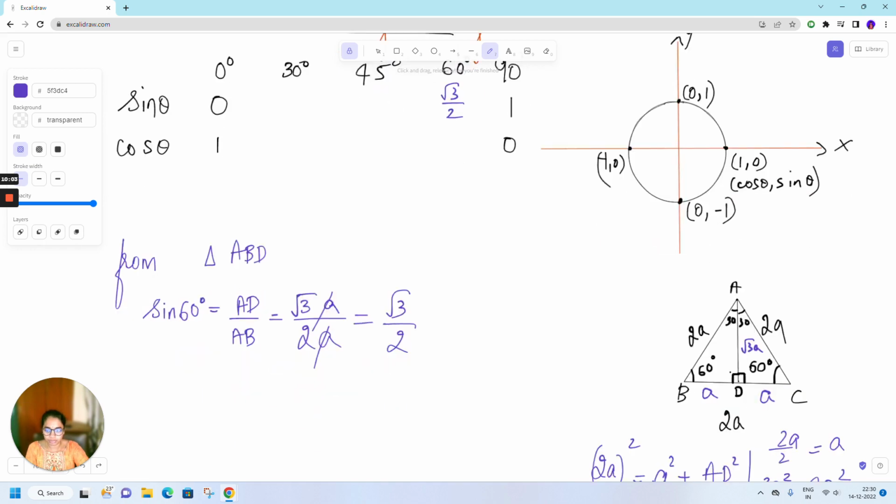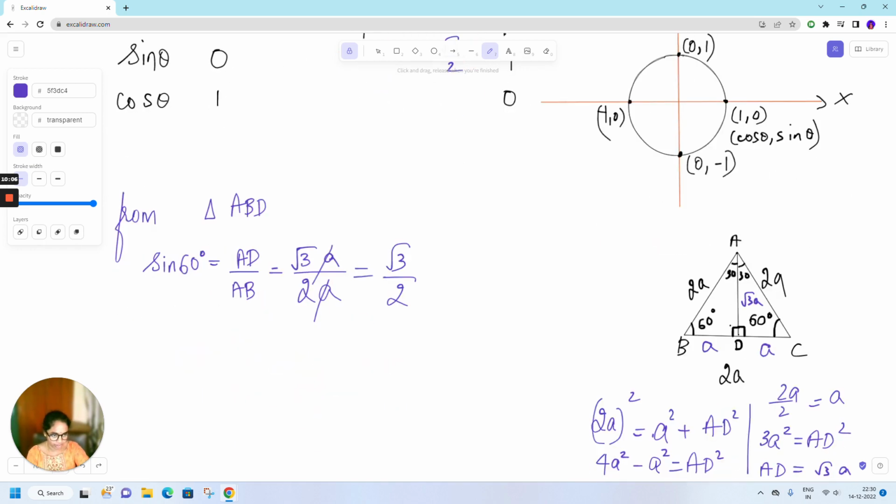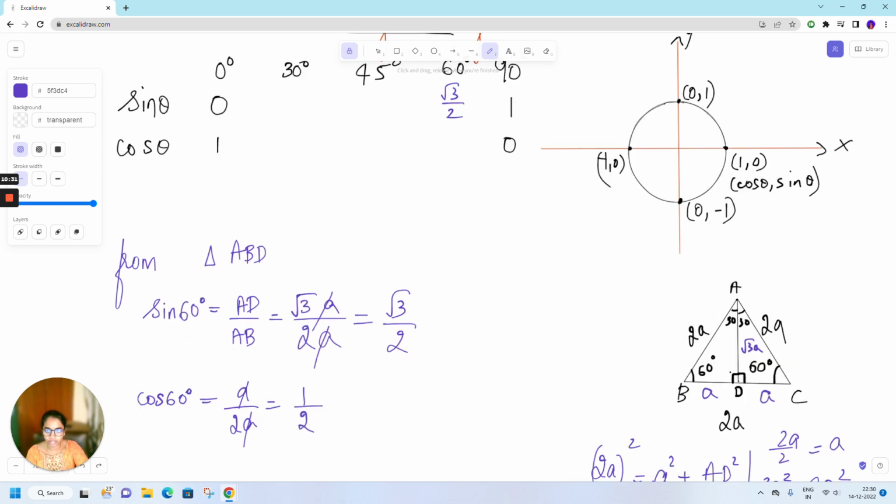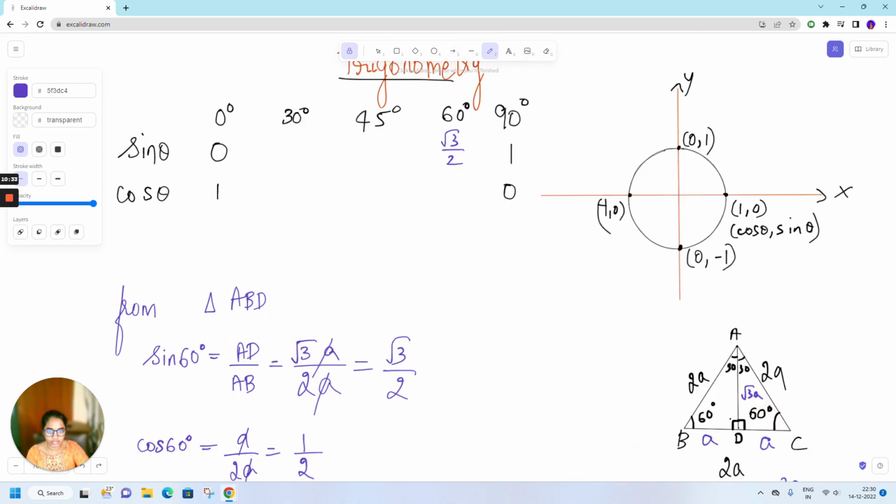Now, from the same triangle with the same angle, let me find what is cos 60 degree. Yes, what is the formula for cos 60 degree? From the triangle ABD, that would be adjacent. Yes, adjacent is A divided by hypotenuse, the same thing, 2A. A and A get cancelled. I would get 1 divided by 2. Okay, so let me write that down. Cos 60 degree is 1 divided by 2.